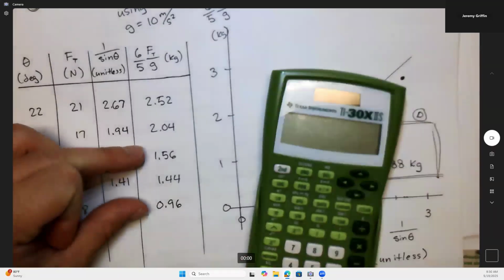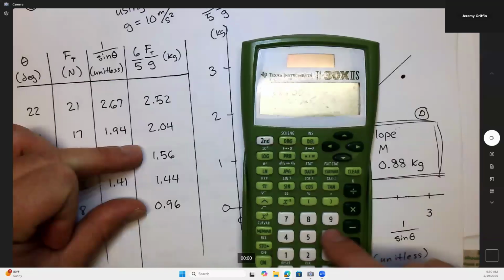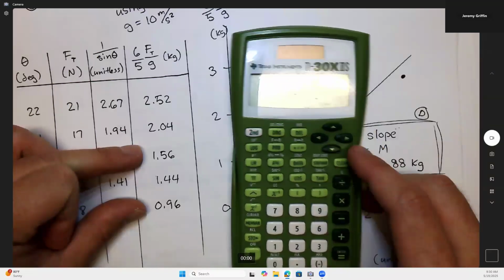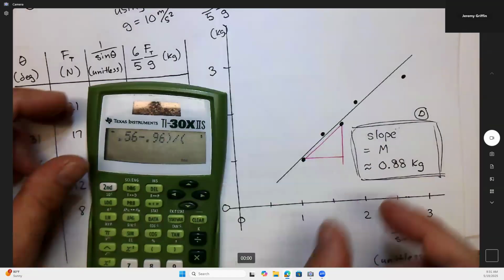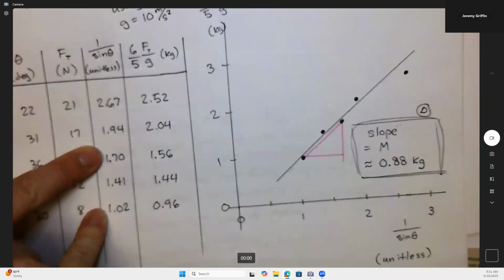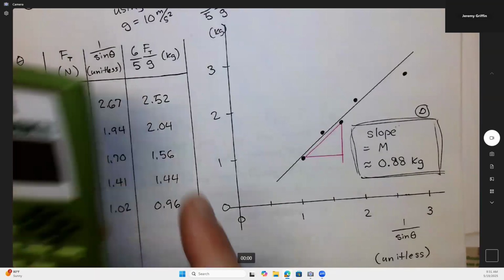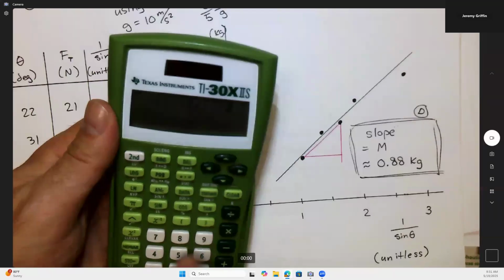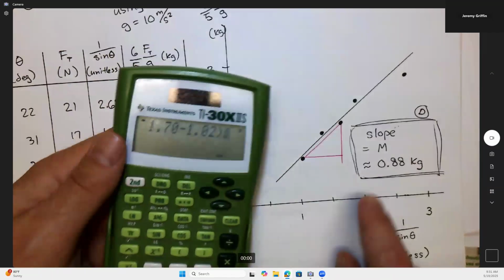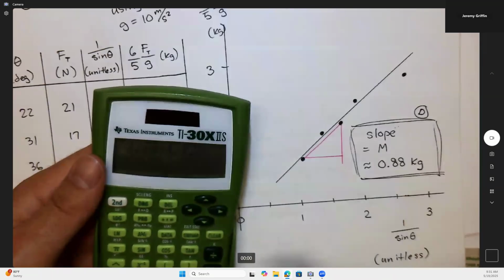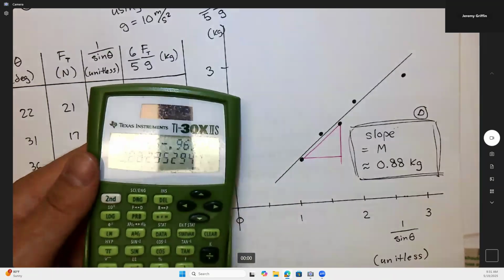Looking at the difference between these 2, let's do 1.56 minus 0.96 in parentheses. Right, put that in parentheses. Then divide by, and my run is the difference between these 2 right here: 1.70 minus 1.02. Like that. When I did that, I got this mass. Let's see if that's the same thing. Yeah, the same thing. I got 0.88 kilograms.